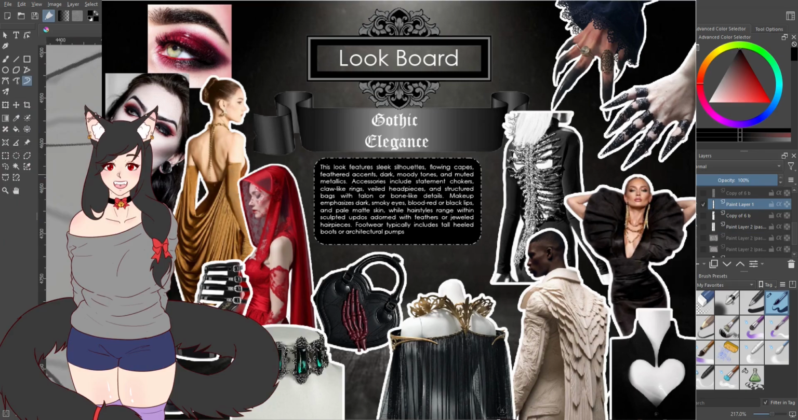As we all know, gothic makeup emphasizes dark, smoky eyes, blood red or even black lips, and pale matte skin, while hairstyles range within sculpted updos adorned with feathers or jeweled hairpieces. Footwear typically includes tall-heeled boots or architectural pumps, so something that clearly wants to make a statement.